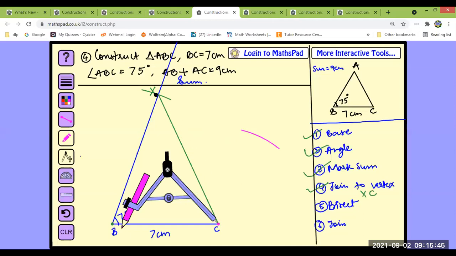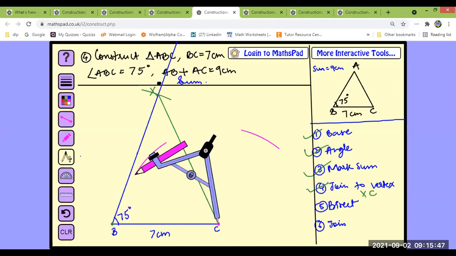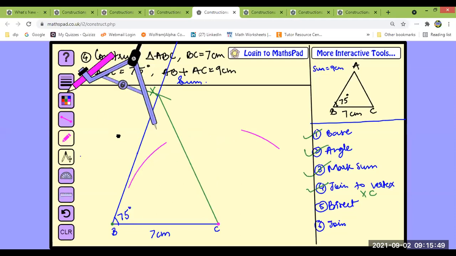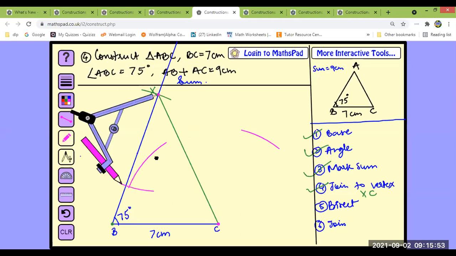Place the steel point on point X without changing the distance, and we are going to cross out these arcs. So cross out the arcs like this.